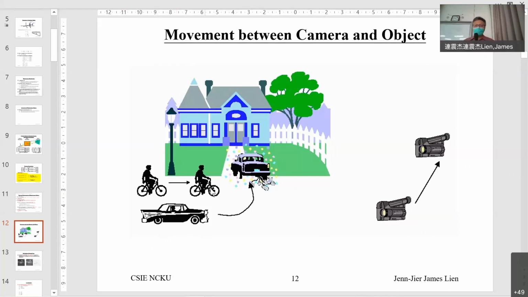So there are two kinds of motion. One is a fixed camera and the object moves. The other is the object doesn't move and you move the camera. One problem is that if the object moves and the camera also moves, that's the problem. It's not easy to solve. If both are moving, that's still a problem.